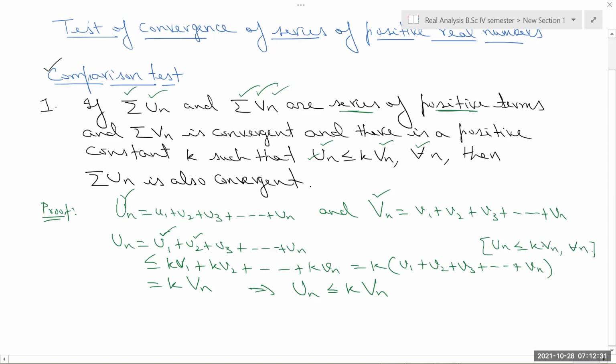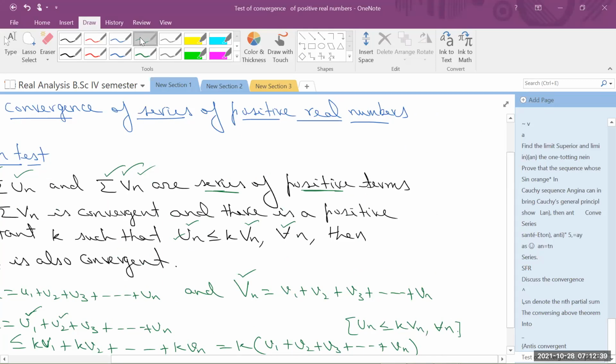In fact, here I need to denote it by small u and v, otherwise it will create confusion, and the sequences of partial sums by capital letters. So let me write here that capital Un is less than or equal to k times capital Vn for every n.